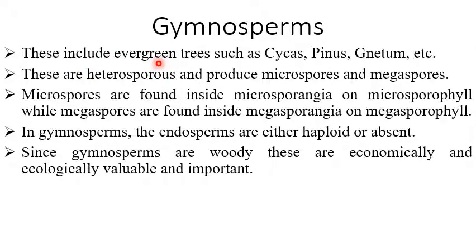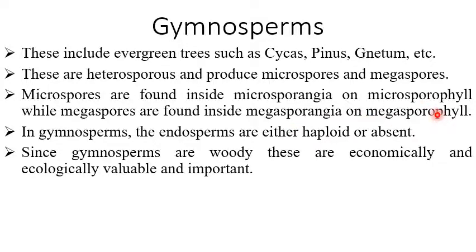These include evergreen trees such as cycas, pinus, and gnetum. These are heterosporous and produce microspores and megaspores, as you saw in the last lecture about pteridophytes. Microspores are small male reproductive spores. Megaspores are large female reproductive spores, and all gymnosperms are heterosporous. Microspores are found inside microsporangia on microsporophyll, while megaspores are found inside megasporangia on megasporophyll.